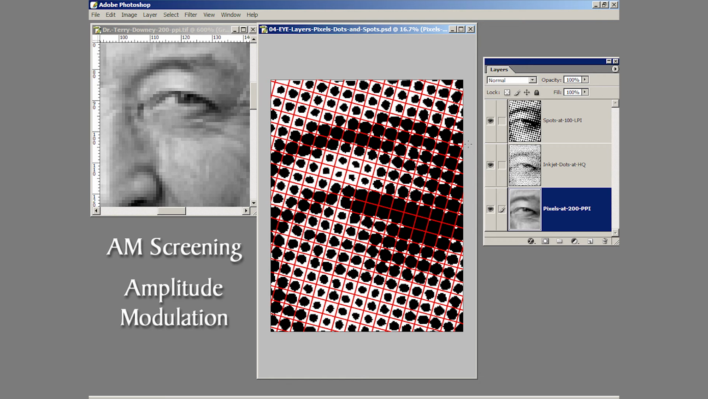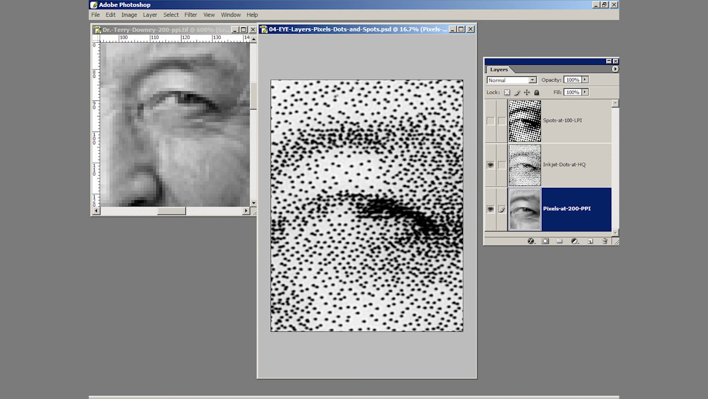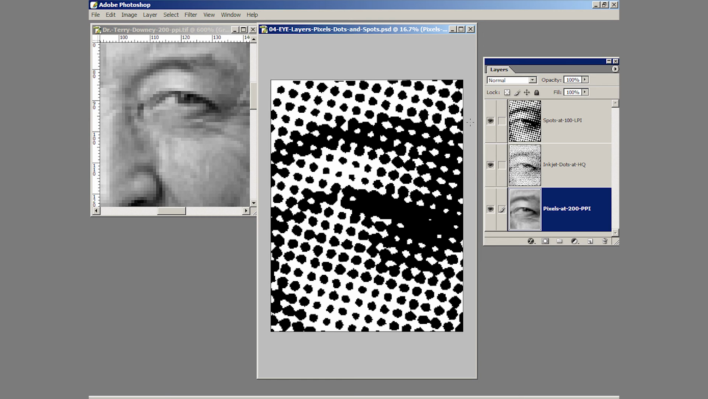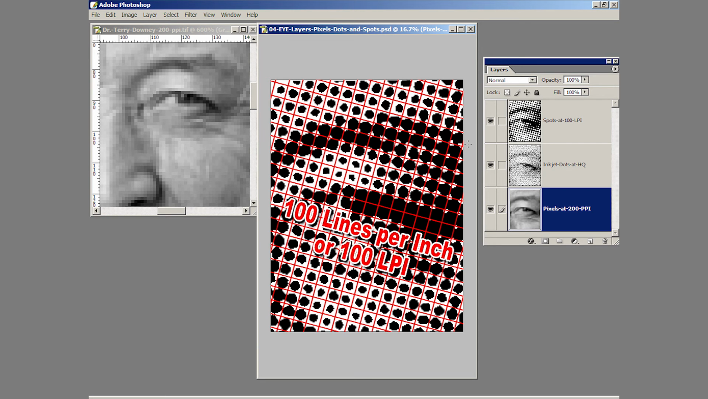AM means amplitude modulation. In other words, tones are created by printing spots of different sizes or amplitude, instead of changing the distribution frequency of a single-sized dot as we had in FM screening. These black clumps of ink are known as halftone spots, and the grid is referred to as a halftone screen. At actual size, this halftone screen contains 100 lines per inch or 100 LPI. We refer to this as the screen ruling.